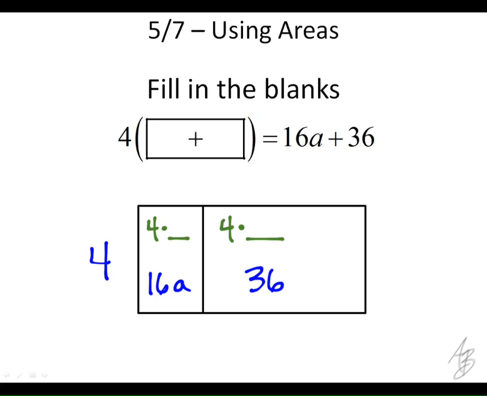What do we multiply by 4 to get 16A? 4A. What do we multiply by 4 to get 36? 9. So then, what are the lengths of these sides up here going to be? 4A and 9. So we're going to have 4A here, we're going to have 9 here, and then we fill that into the blanks, 4A plus 9. And this is 4A plus 9 here because the length of this entire side is 4A plus 9.